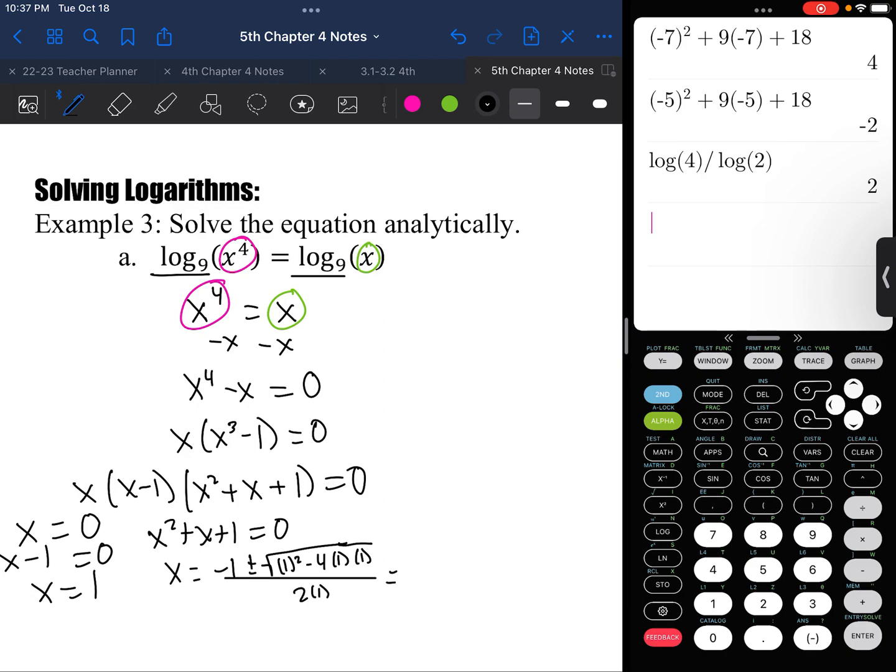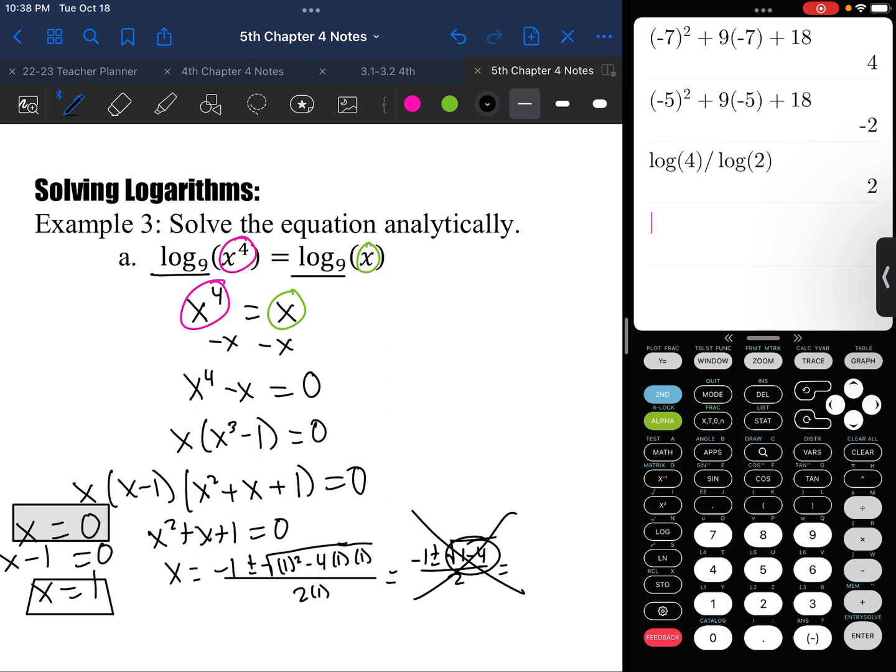So really quickly, we should notice something. This is going to be 1 minus 4, which is a negative under an even root. This is a non-real answer, and we don't need to worry about it. So that's essentially an extraneous solution. So the two solutions that we could use are x equals 0 and x equals 1.